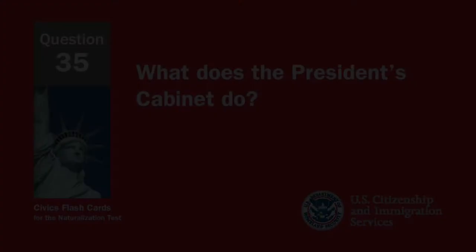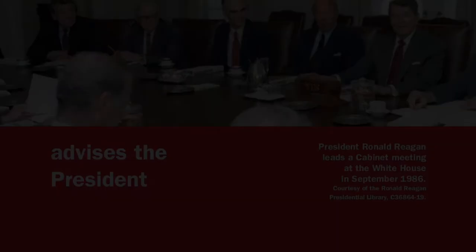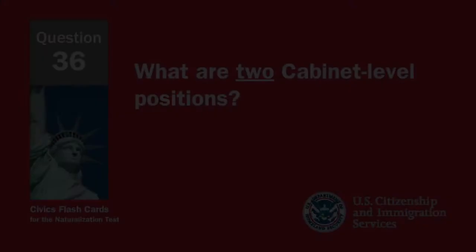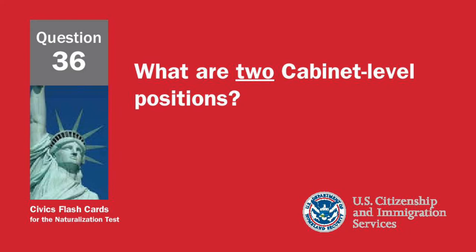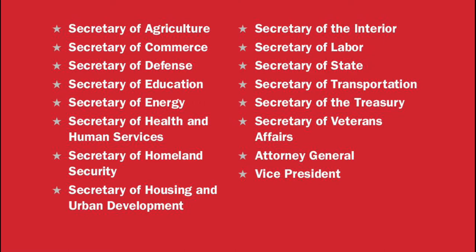What does the President's cabinet do? Advises the President. What are two cabinet-level positions? Secretary of Agriculture. Secretary of Commerce. Secretary of Defense. Secretary of Education. Secretary of Energy. Secretary of Health and Human Services. Secretary of Homeland Security. Secretary of Housing and Urban Development.